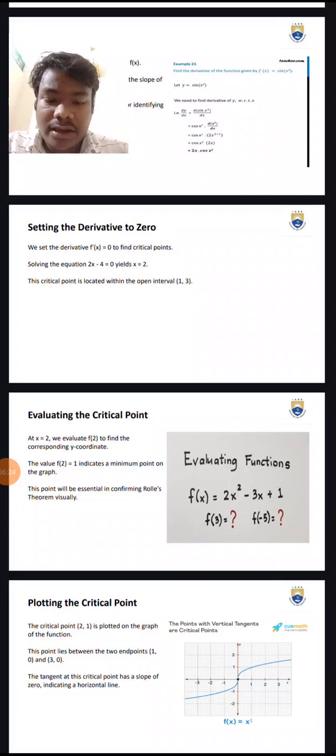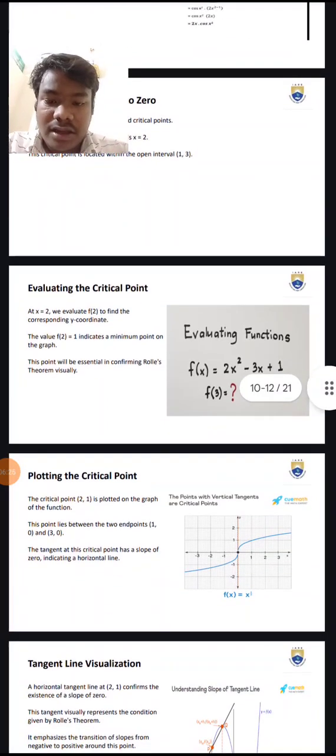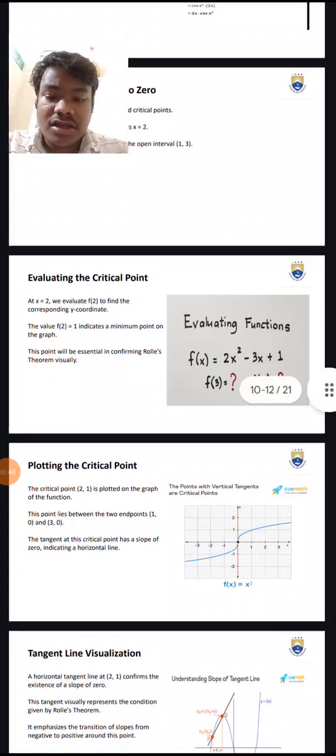Evaluating the critical point. At x equals 2, we evaluate f of 2 to find the corresponding y coordinate. The value of f of 2 equals minus 1, indicating a minimum point on the graph. This point will be essential in confirming Rolle's theorem visually.